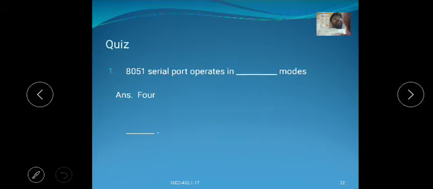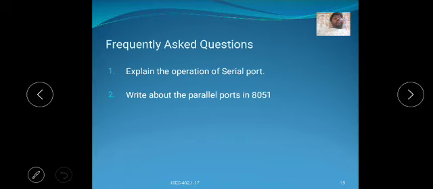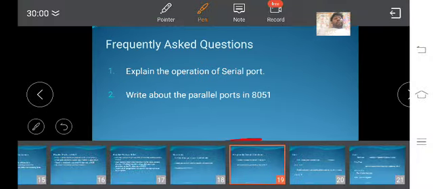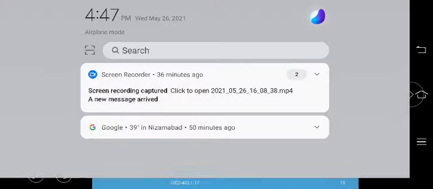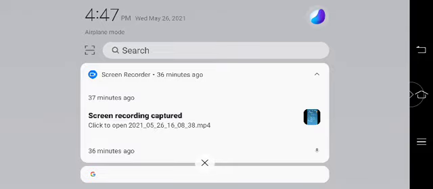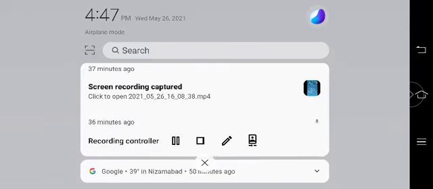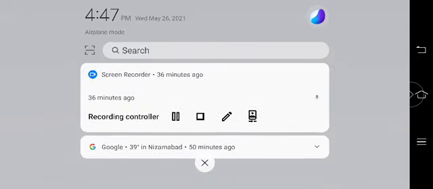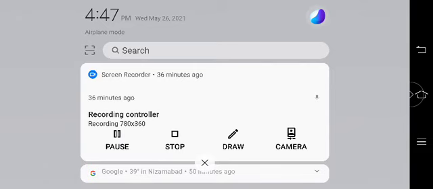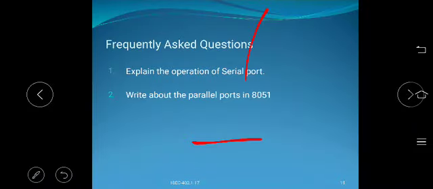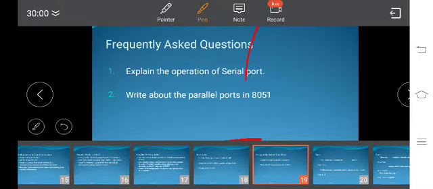Here we are having some quiz questions. Before that, before the quiz, I am going to revise the same topic.